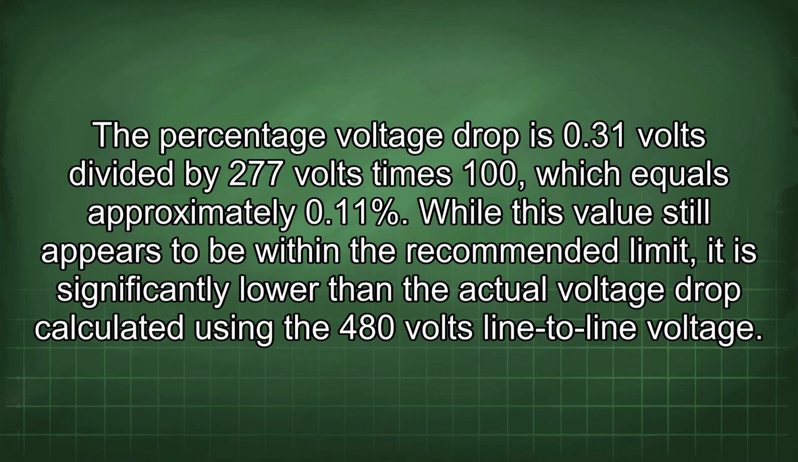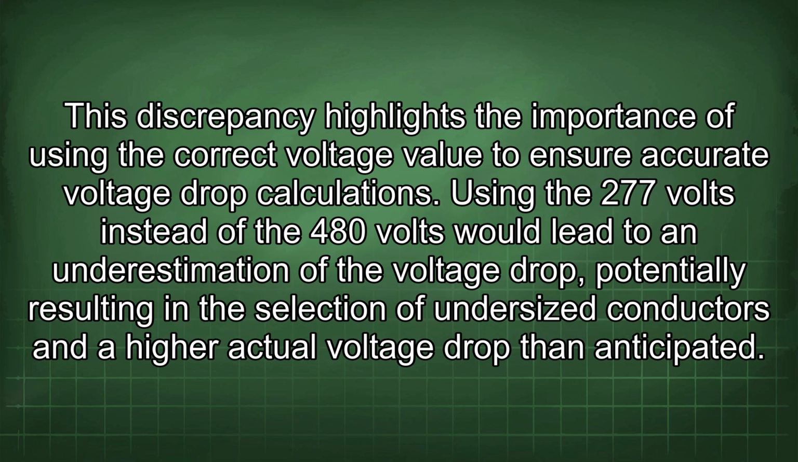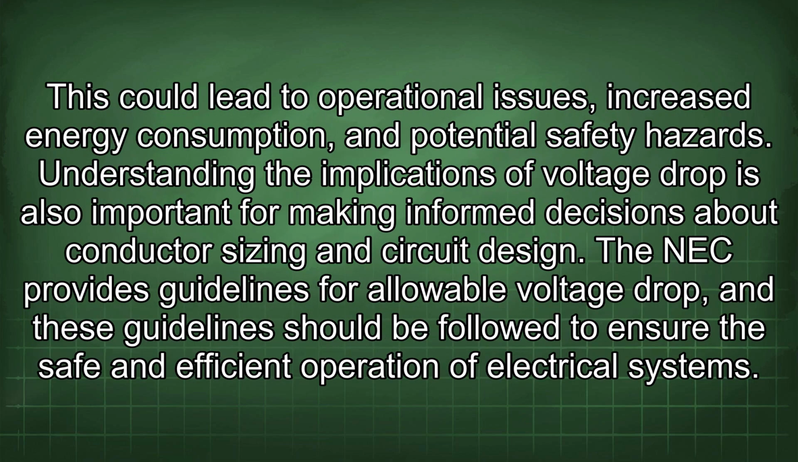While this value still appears to be within the recommended limit, it is significantly lower than the actual voltage drop calculated using the 480 volts line-to-line voltage. This discrepancy highlights the importance of using the correct voltage value to ensure accurate voltage drop calculations. Using the 277 volts instead of the 480 volts would lead to an underestimation of the voltage drop, potentially resulting in the selection of undersized conductors and a higher actual voltage drop than anticipated. This could lead to operational issues, increased energy consumption, and potential safety hazards.